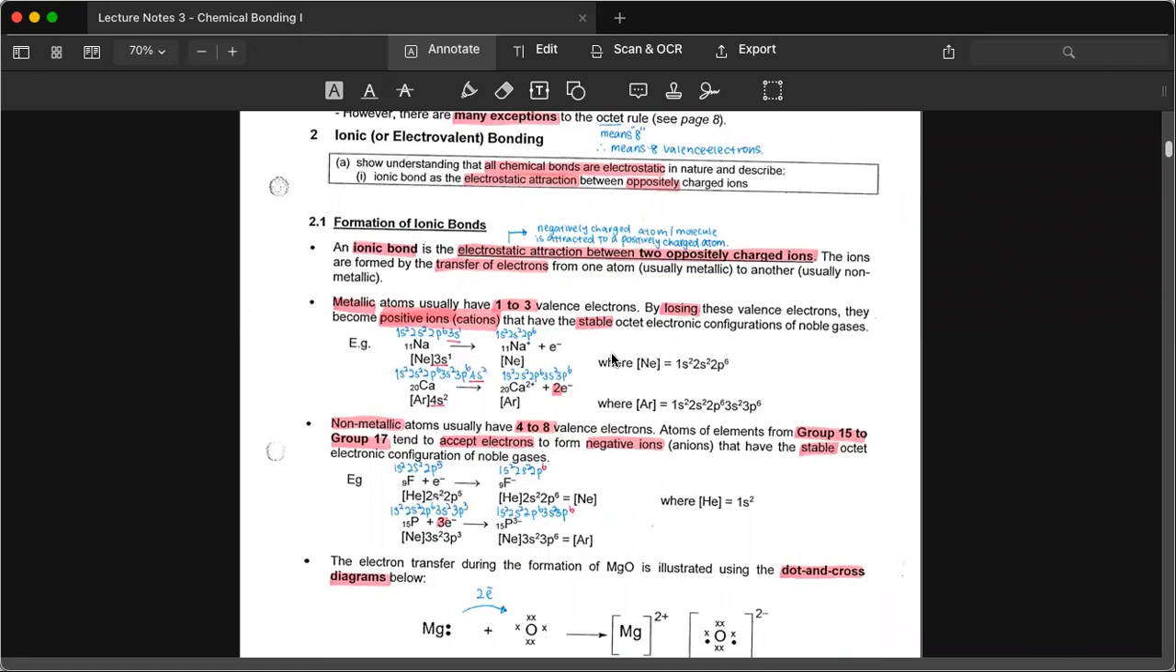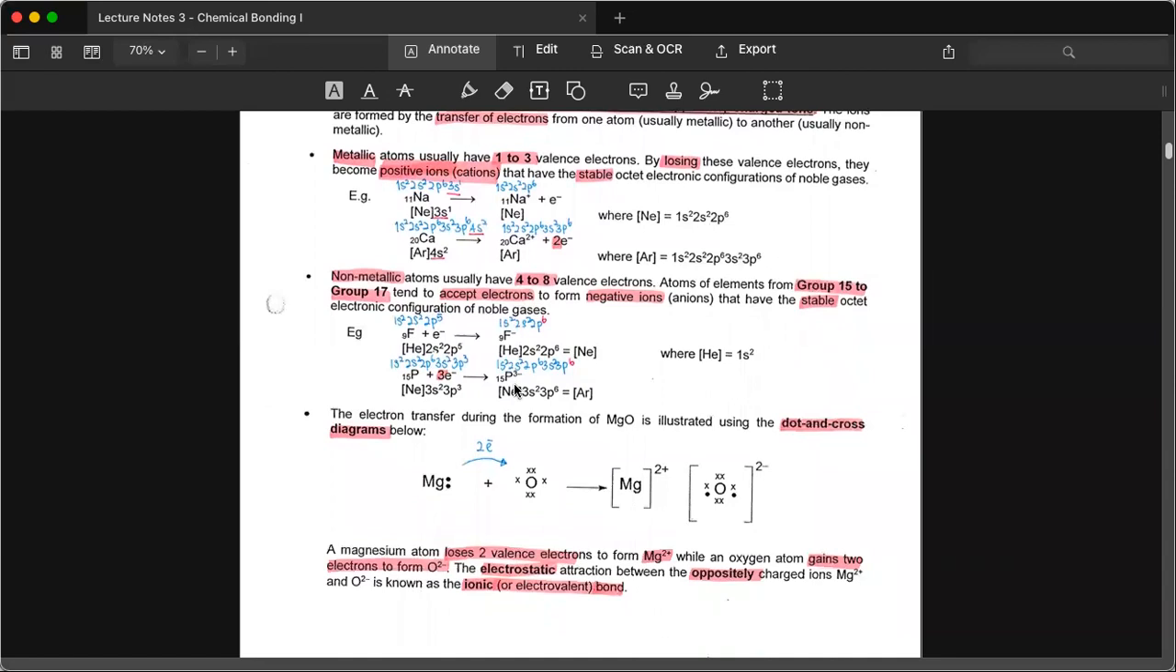An ionic bond is the electrostatic attraction between two oppositely charged ions. The ions are formed by the transfer of electrons from the metallic atom to the non-metallic atom, usually. Metallic atoms have 1 to 3 valence electrons. By losing these valence electrons, they become cations and have a stable octet electronic configuration of a noble gas, just like sodium and calcium. These are the IE equations we learned in the previous chapter on atomic structure. So before you learn bonding, you have to master atomic structure. Okay?